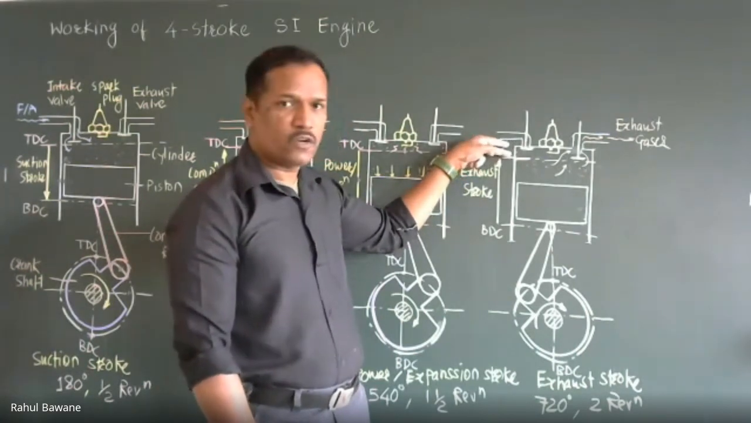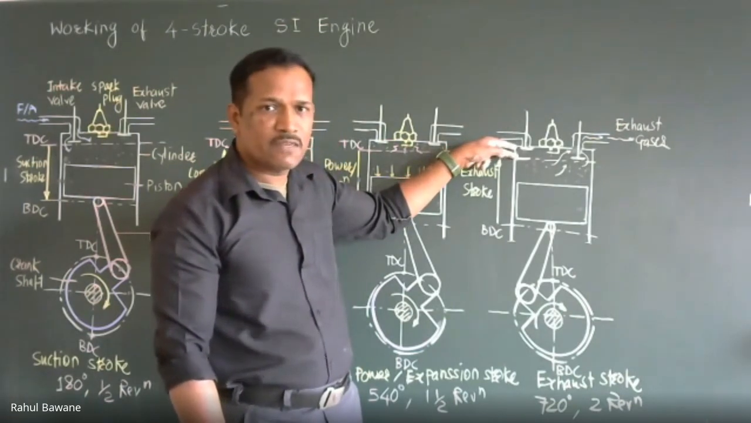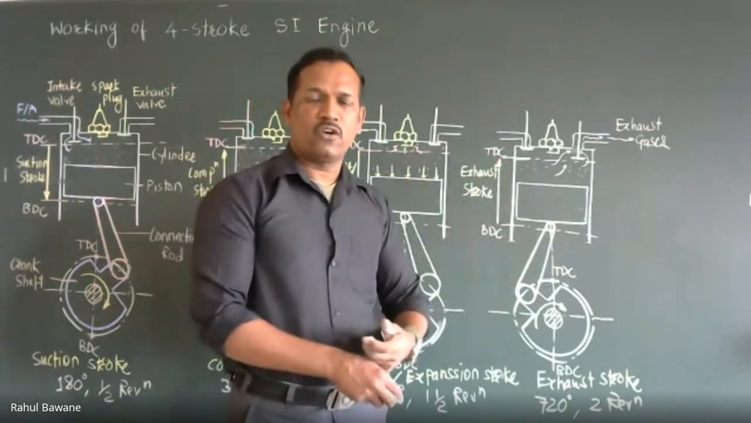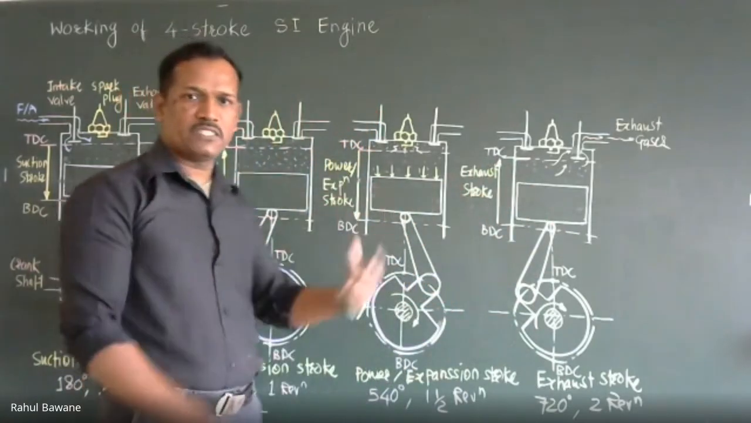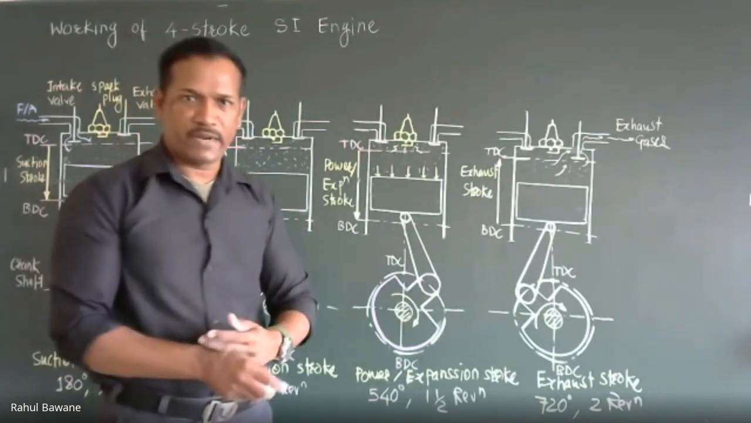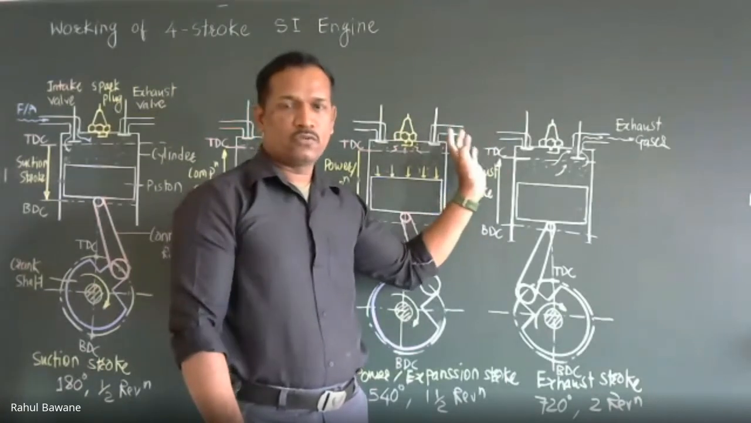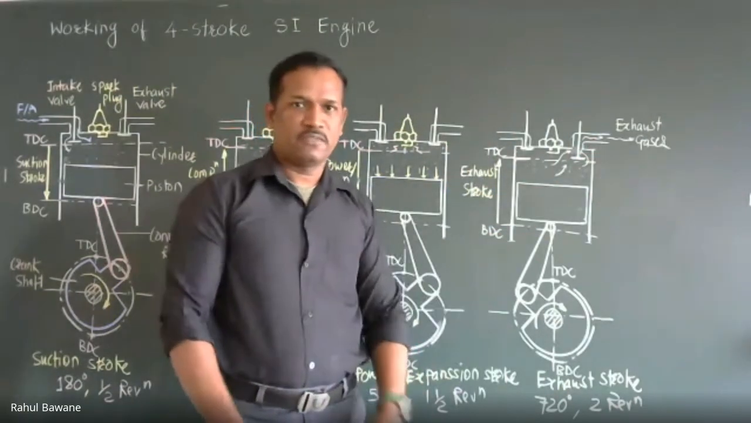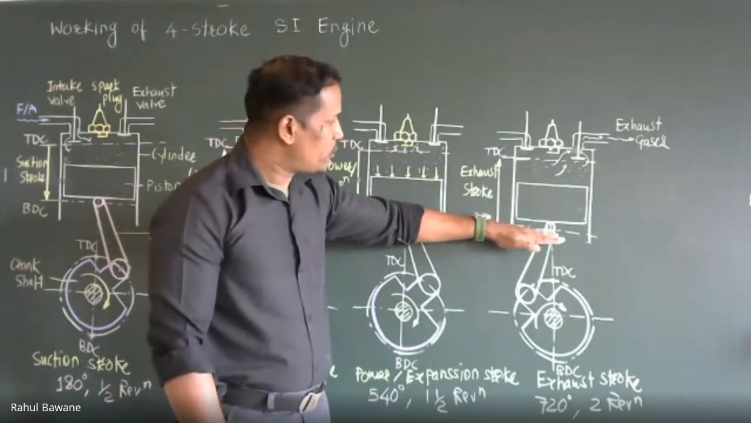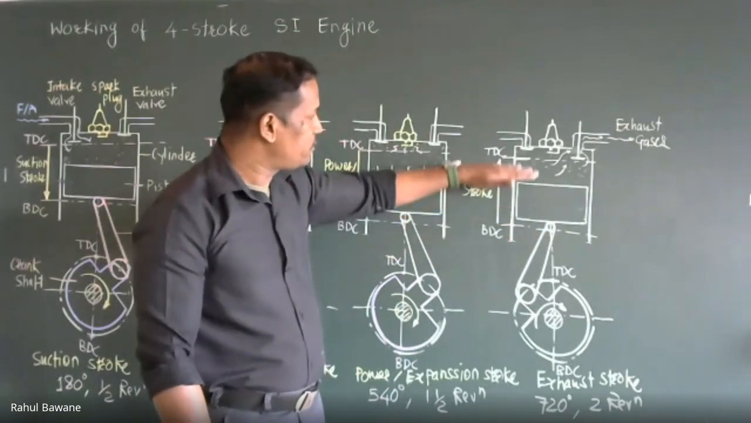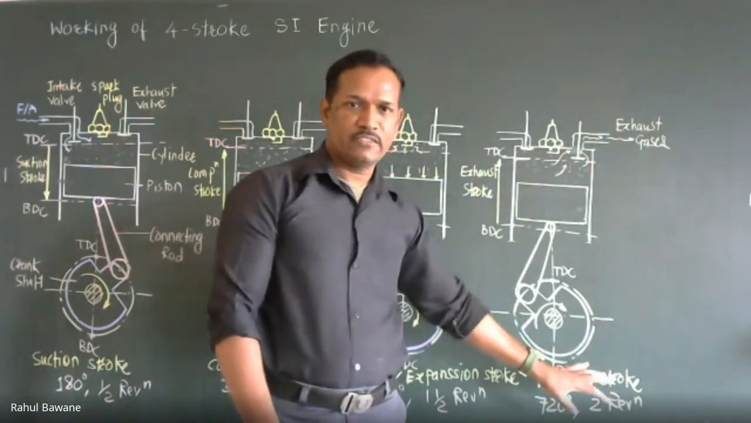But whatever portion remains inside this is called the clearance volume or combustion chamber, you can say. The exhaust gases in this portion will be so small in quantity that it can be neglected, even though it will mix with the fresh air fuel mixture, so it won't have that much impact. We will see this in detail in the third unit. Right now, in the exhaust stroke the piston moves from TDC to BDC, all exhaust gases are removed, so this is called the exhaust stroke.